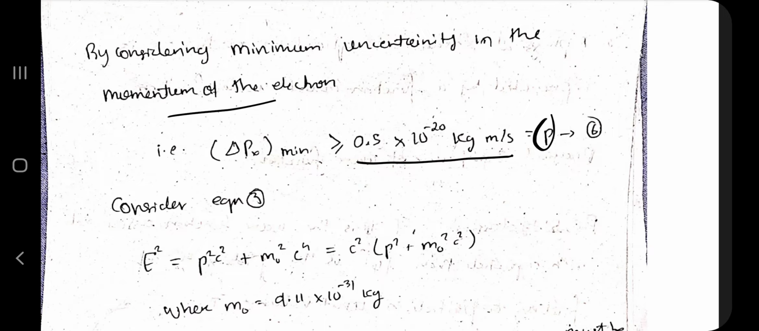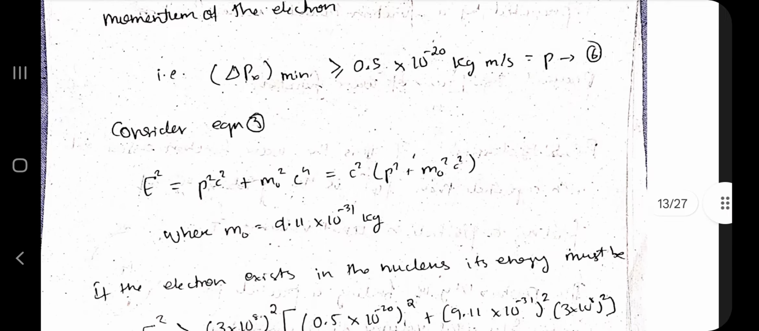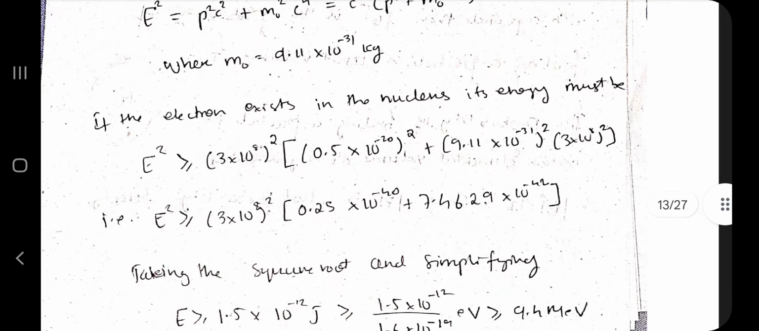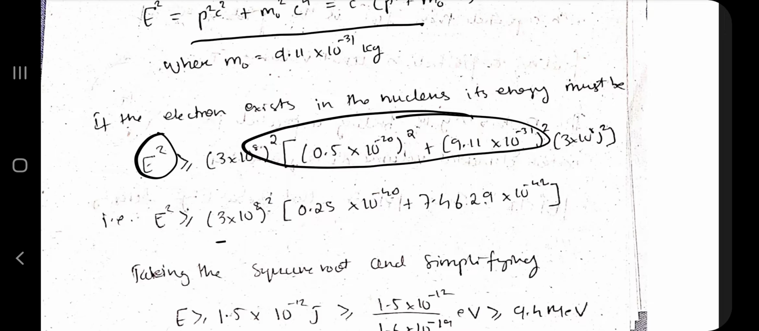P is nothing but the momentum. So applying the value of p in this formula, p square c square plus this one, what we get is m naught, where m naught is the mass of the electron. And if the electron exists in the nucleus, then its energy must be greater than or equal to this value. Apply the values in this formula and calculate.